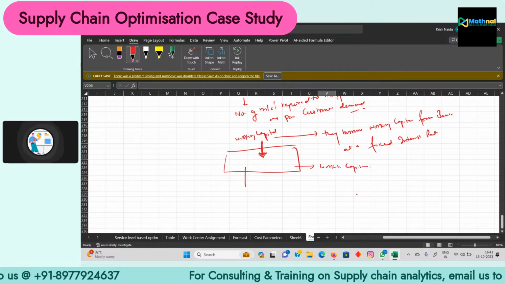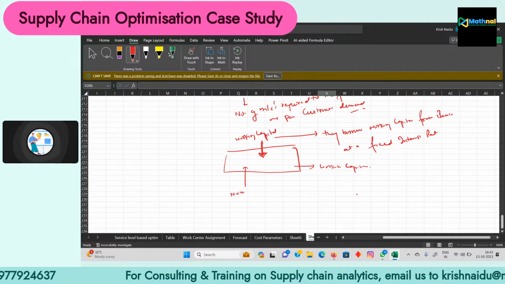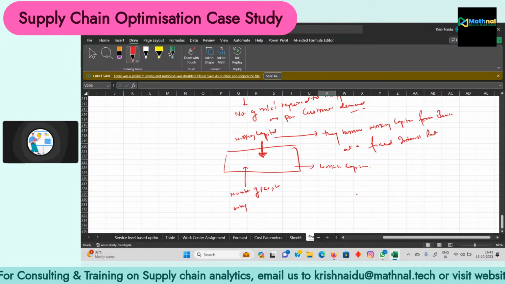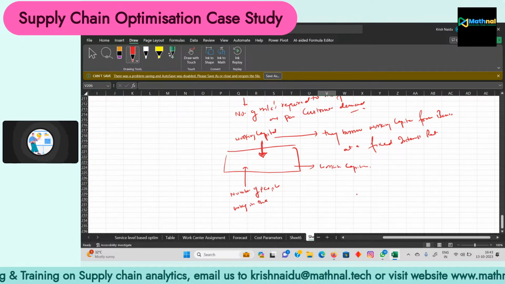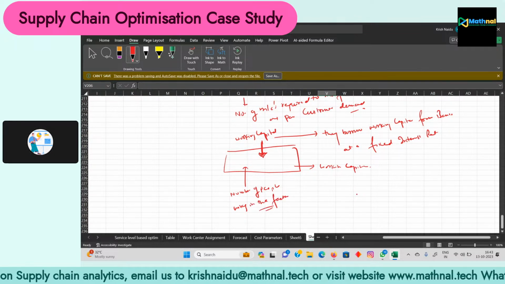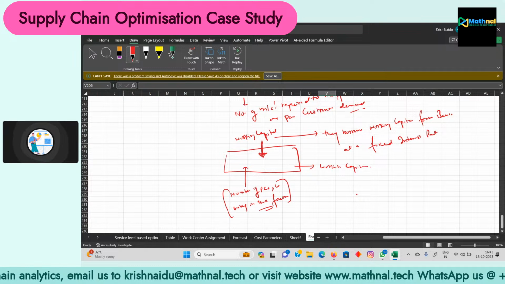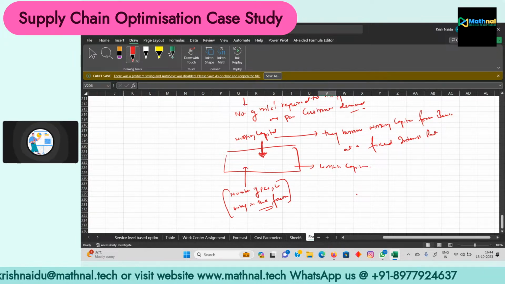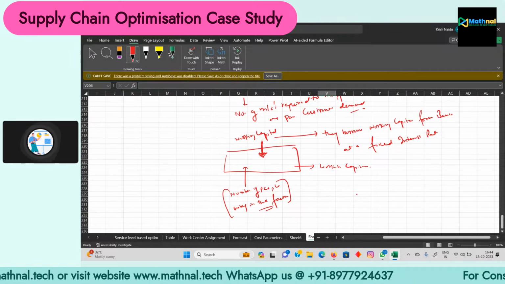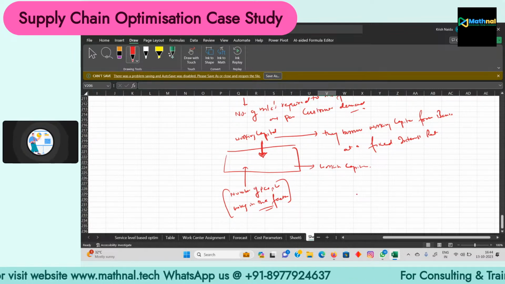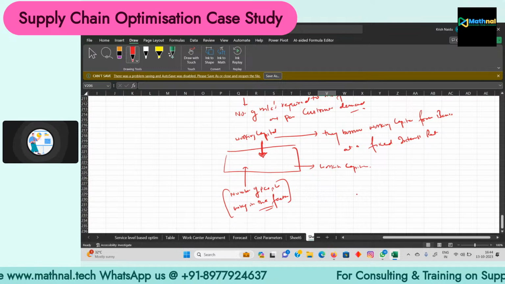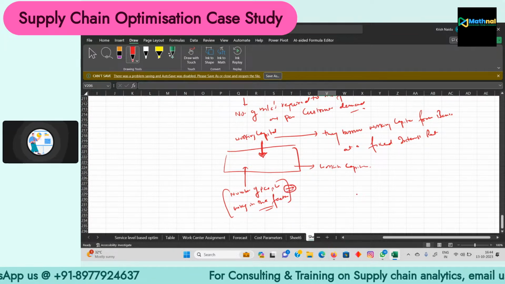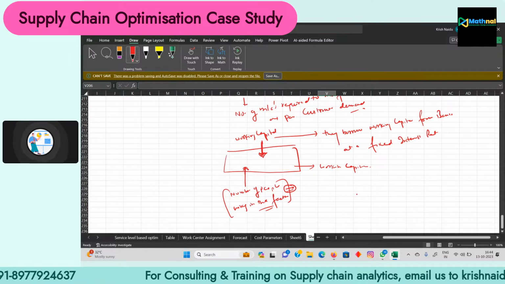Okay, the number of people working in the factory, right? This is another constraint. Some days you might have fewer people, or some people might be on leave, or some people might be shifted to other locations, right? So the number of people working in the factory is also one of the inputs we need to take into consideration.